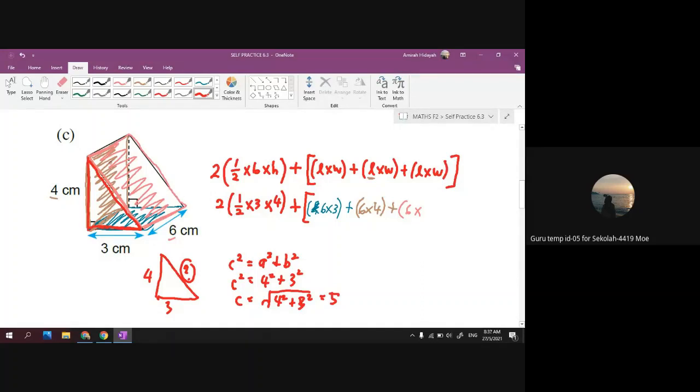Okay, so width untuk rectangle yang pink ni adalah 5. So 5 dekat sini. So times 5. So kamu akan dapat sini 12 plus 6 times 3, 18 plus 6 times 4, 24 plus 6 times 5, 30. So total dia adalah 84 cm square.